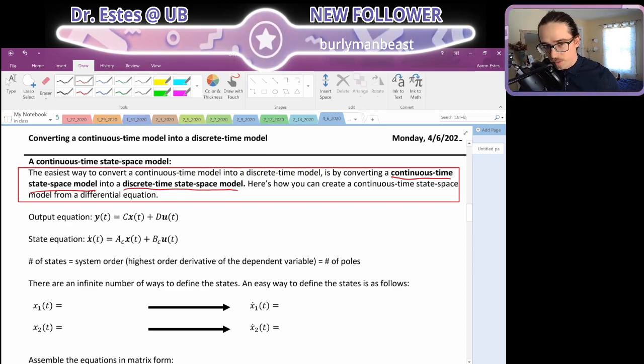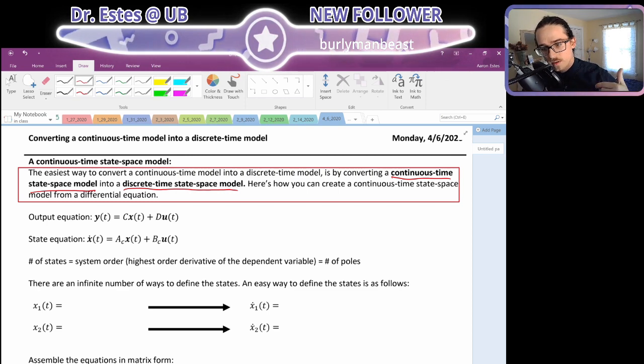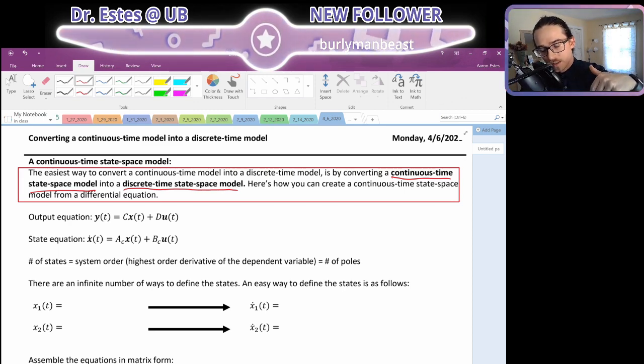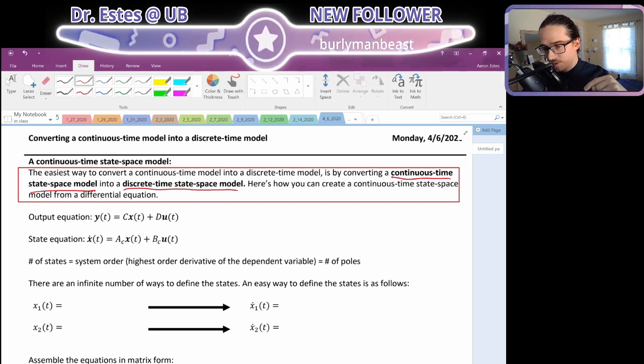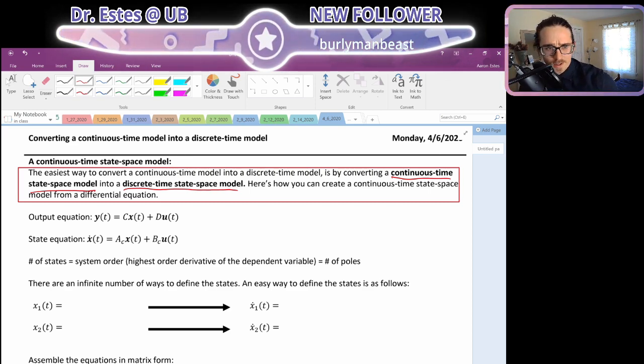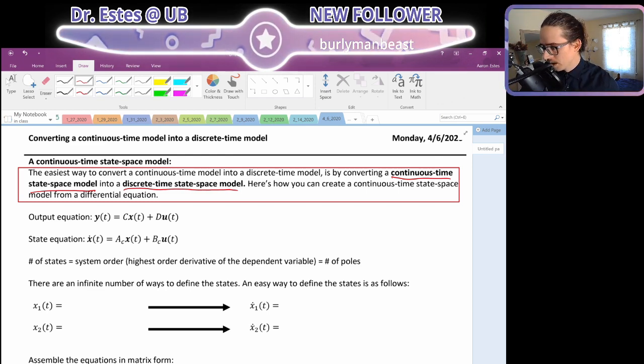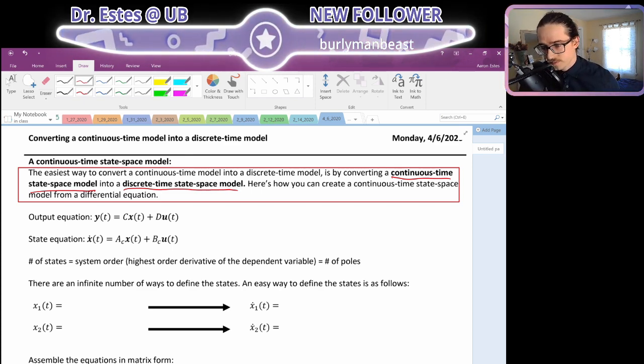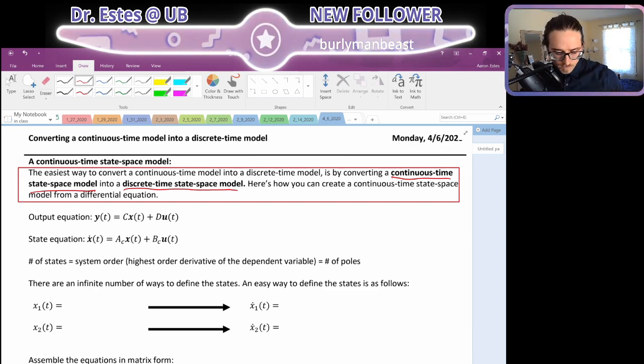So there's other ways to go. Like, first you could convert your continuous time model into a continuous time transfer function, like in the Laplace domain, and then you can convert that to a transfer function in the discrete domain with the z variable. That's difficult to do. And there's other ways to do it as well. This, from what I can see, is the easiest way. So this is the way we're going to do it.